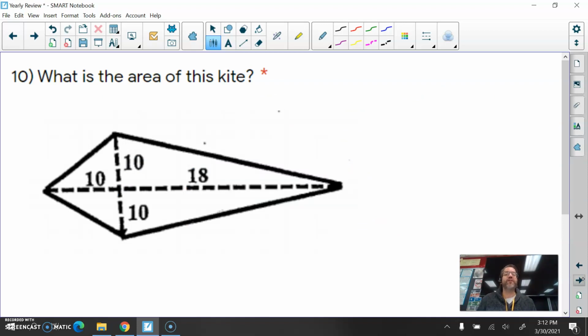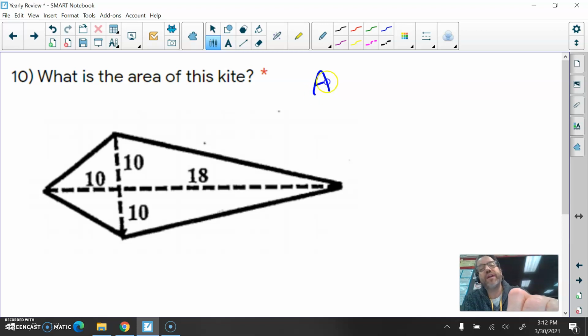Number 10, what is the area of this kite? We did one like this yesterday as well. Remember, this formula is not on the formula sheet. I'm including the formula sheet on each of these yearly review assignments in Google Classroom. But you have to memorize this formula. It's not on that formula sheet.